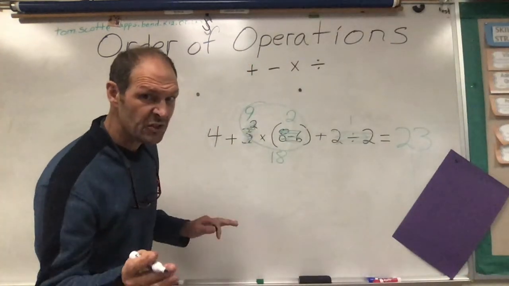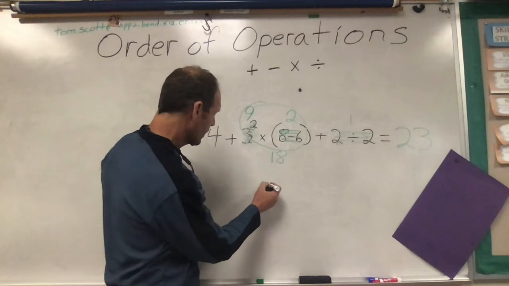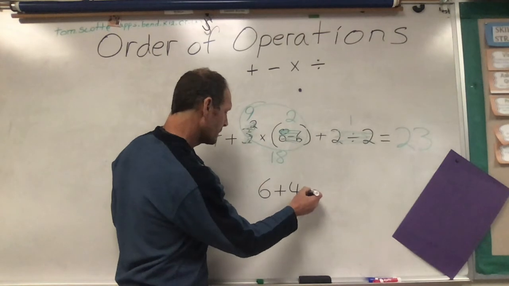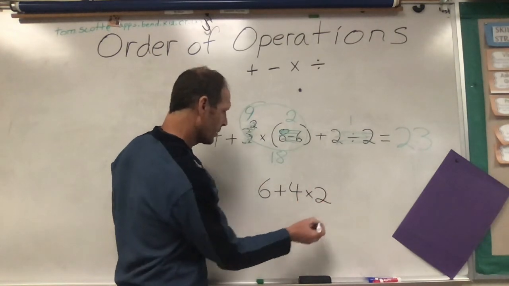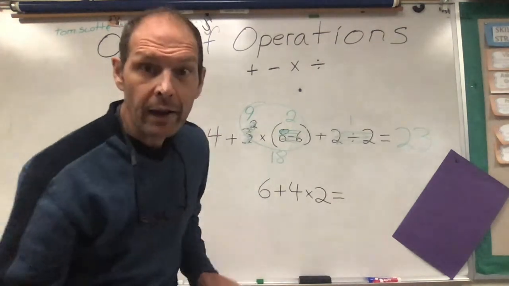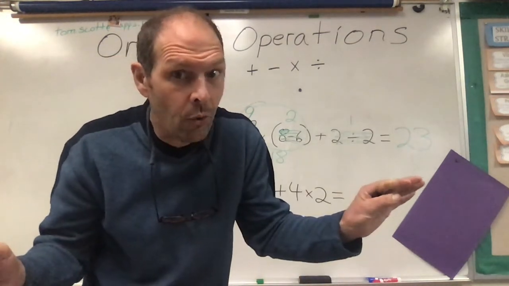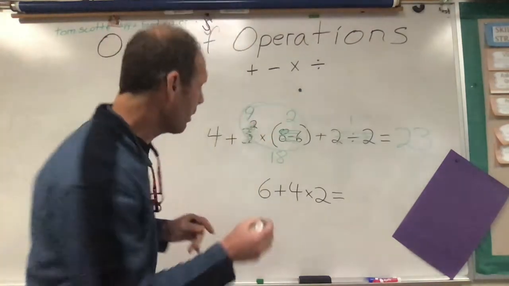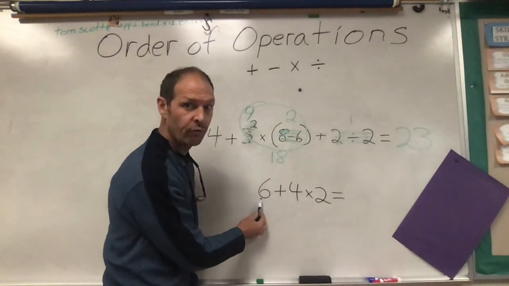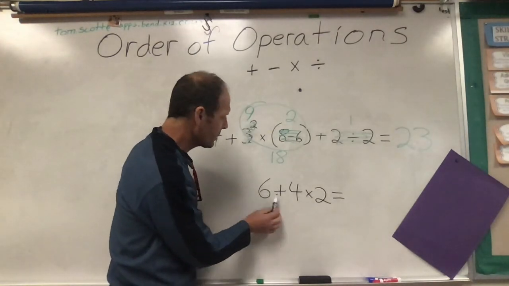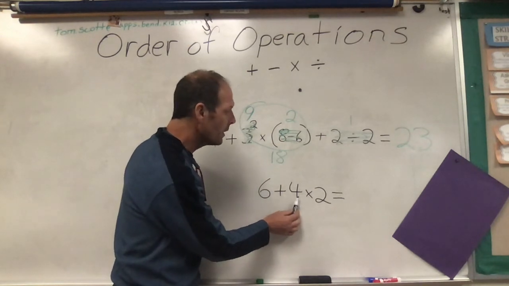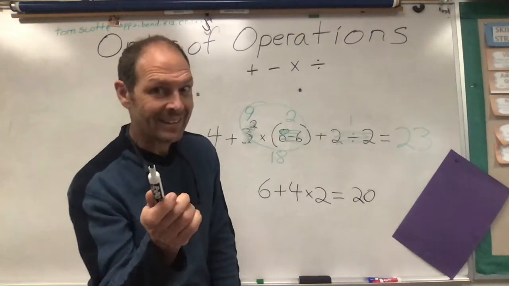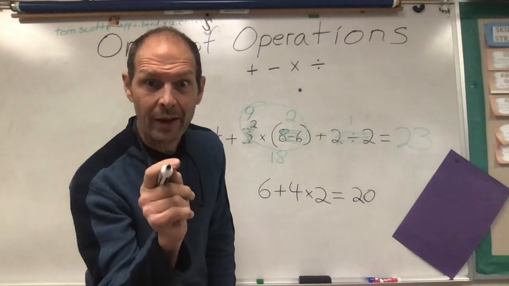Let's say, this is a simpler one. Let's say that I wrote 6 plus 4 times 2. And if I was a person who didn't know how to do order of operations, here's what I would do. And here's a hint. This is wrong. Okay, I would go, well, I'll just go from left to right like I'm reading a sentence. 6 plus 4 is 10 times 2 is 20. Oh, I got the answer. But that's not the answer. That's the wrong answer because I didn't use the correct order of operations.